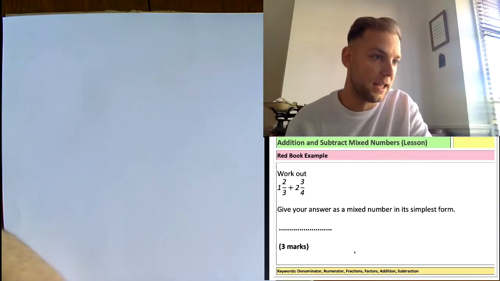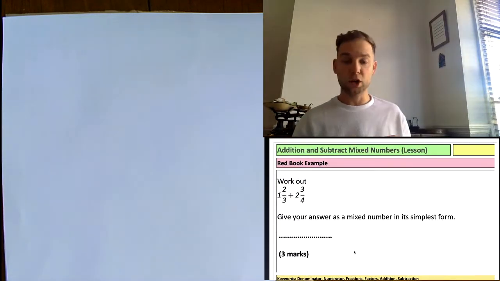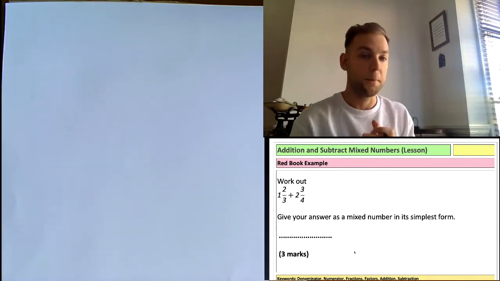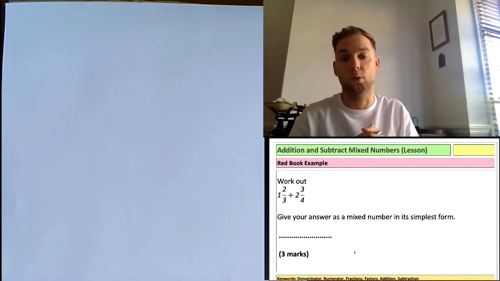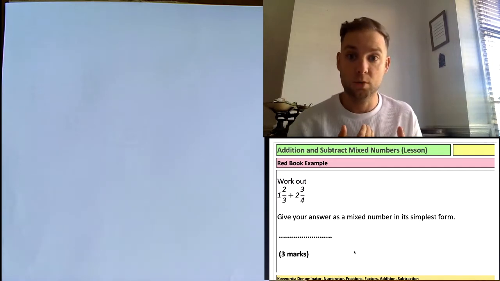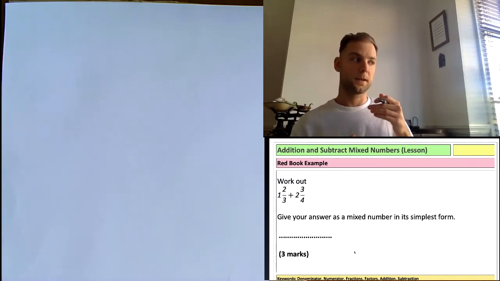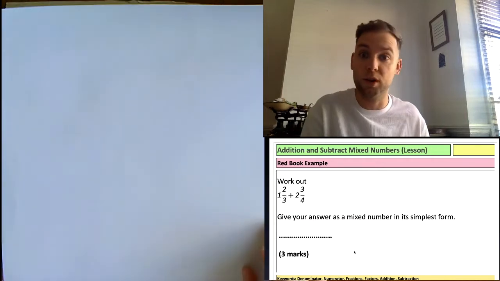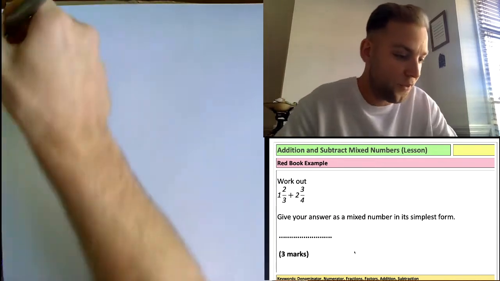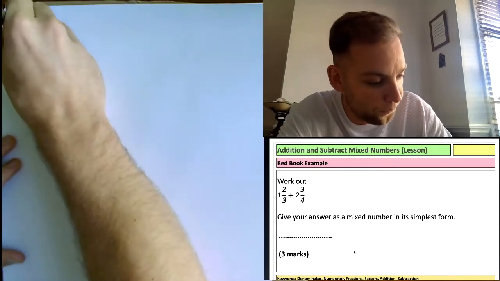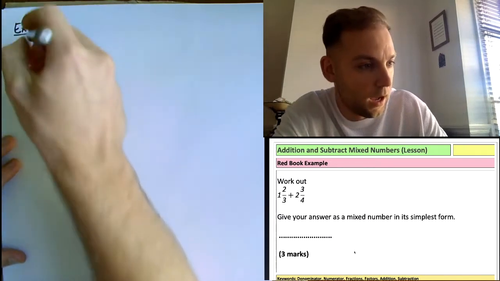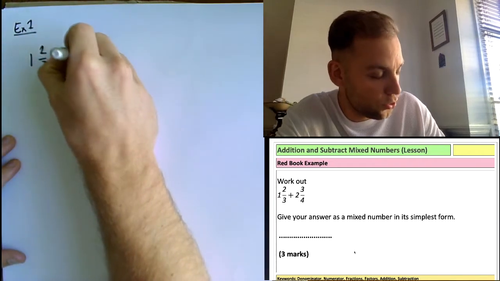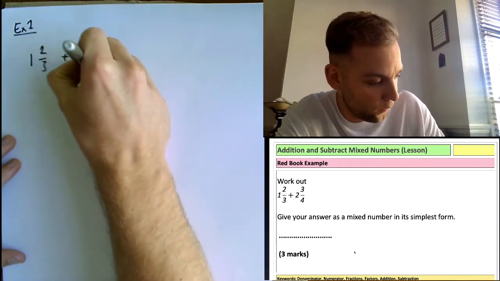So our next one here is this one. Now we're going to go straight into adding the mixed numbers. So let's get this one down in your book or in your notes to make sure that you are having a go at all of these, because remember, the only way to learn maths is to do it. So the first one here, example 1, I've got 1 and 2 over 3 plus 2 and 3 over 4.